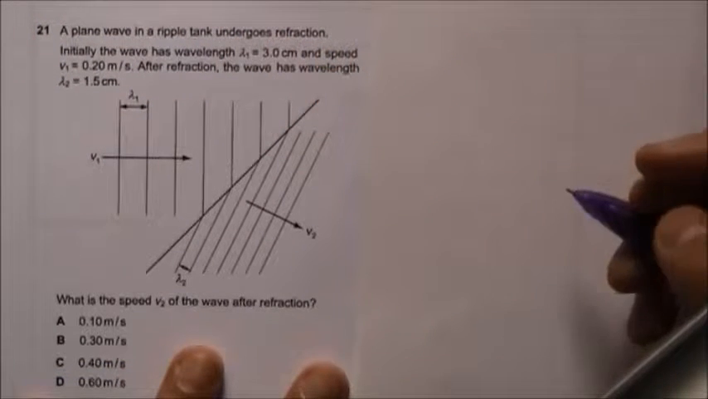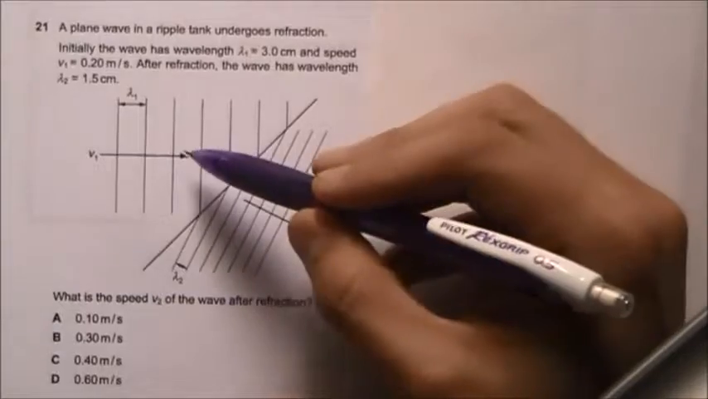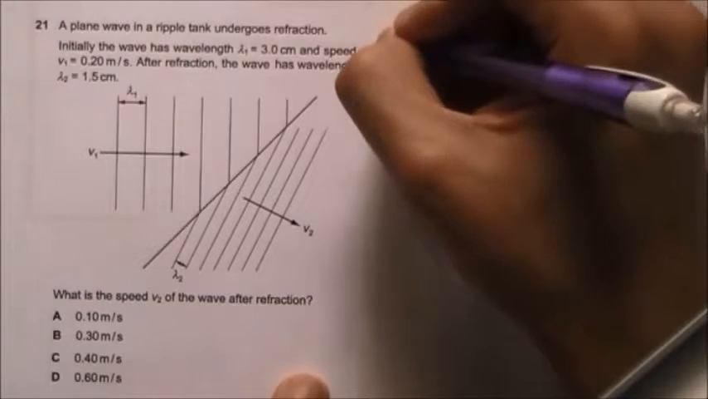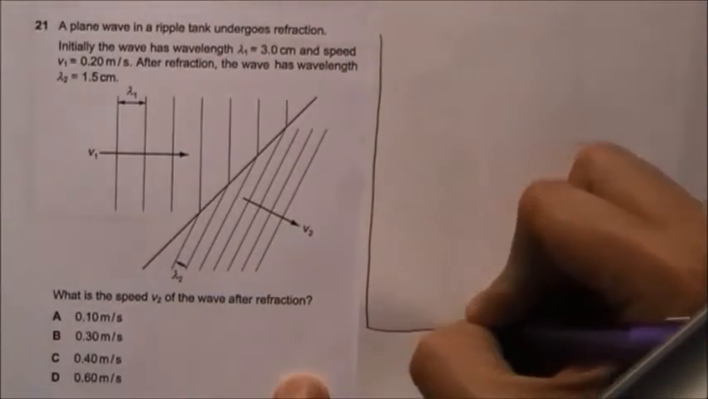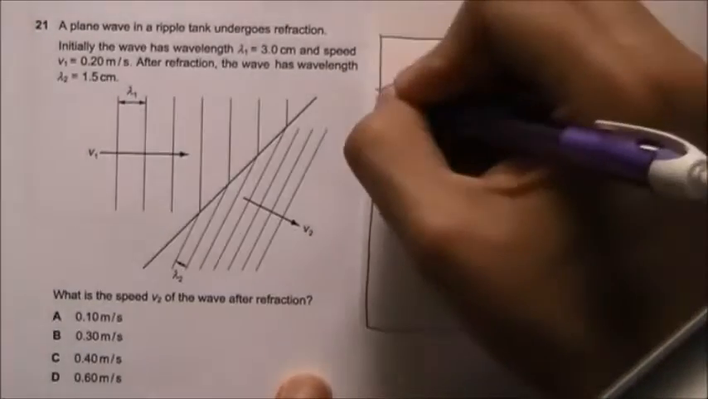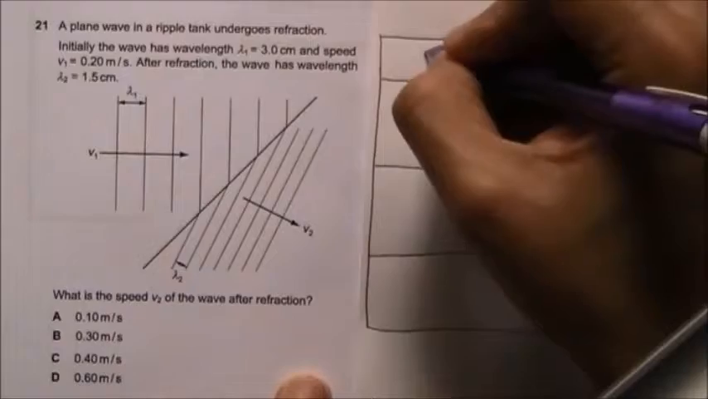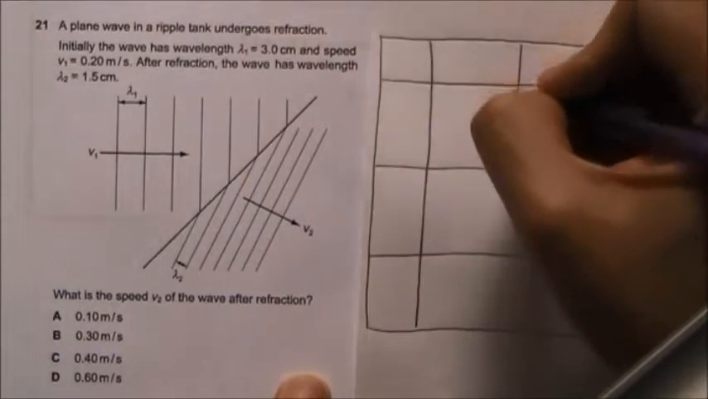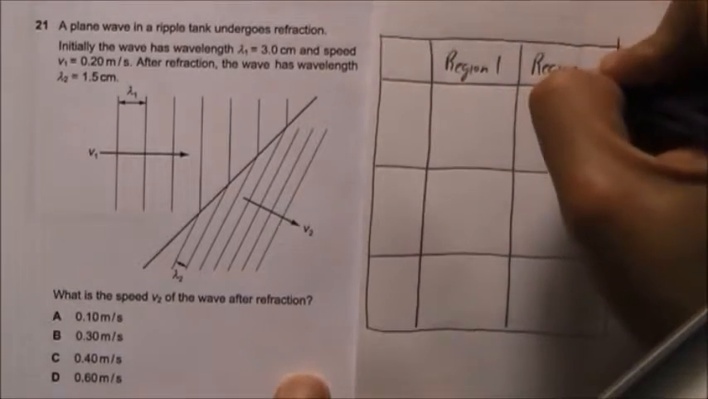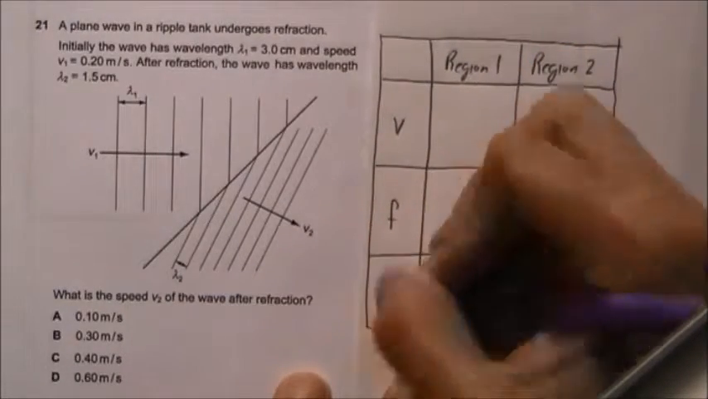Okay, in this question, we have to investigate the speed, the frequency, and the wavelength as the wave passes from region 1 to region 2. So the best way to put all the data together is through a table. Okay, we have region 1, region 2, we have the speed, the frequency, and the wavelength.